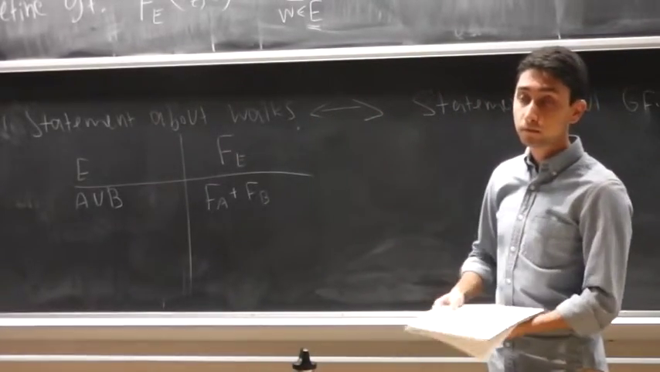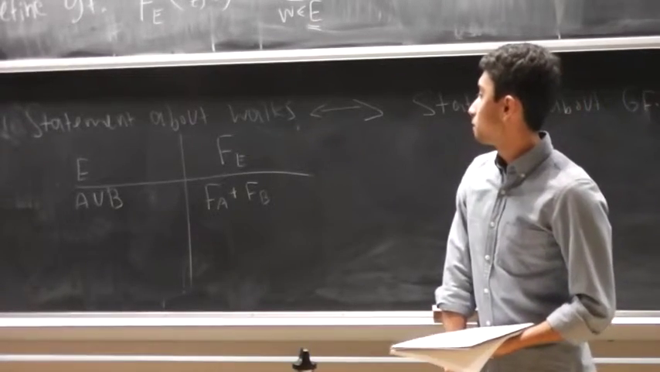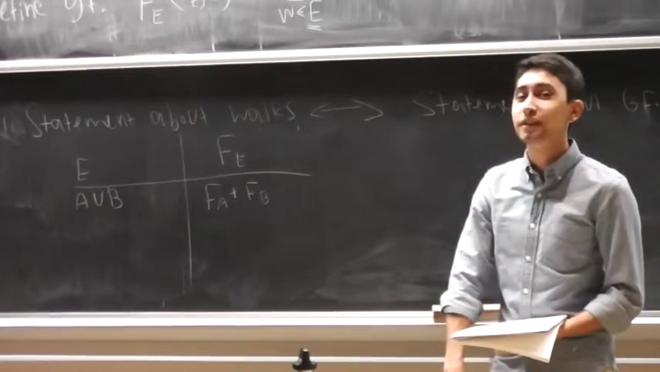Right? You're assuming A and B are disjoint? Oh yeah, that's a good point. So yeah, we are assuming that they're disjoint. Right.